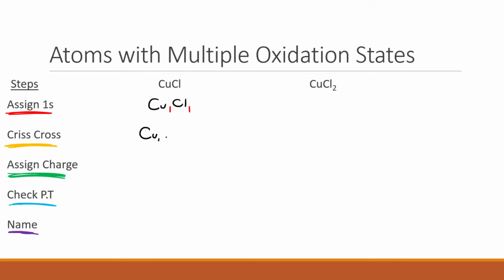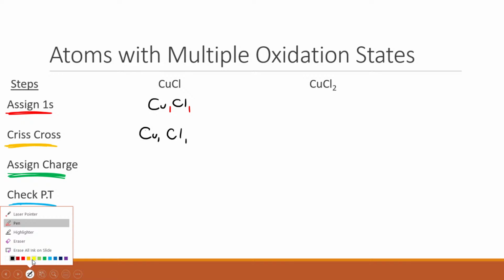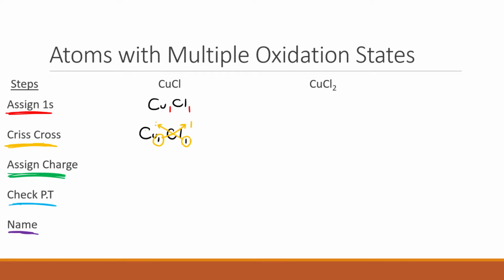Our second step is to crisscross. So the crisscross method, we're going to have to crisscross somewhere. And the way we are going to crisscross is we are going to take the number from one element and bring it up and over to the other element. So I'm going to bring the 1 from copper up and over to chlorine. I'm going to bring the 1 from chlorine up and over to the copper. Which is going to leave me with something that looks a little bit like this.